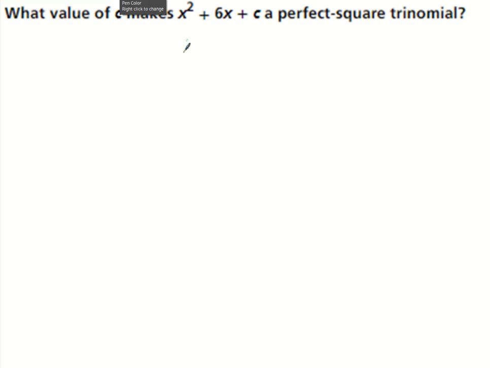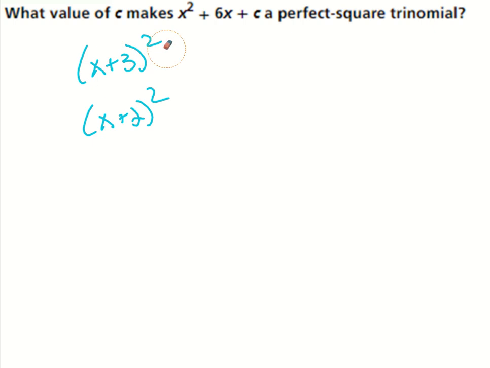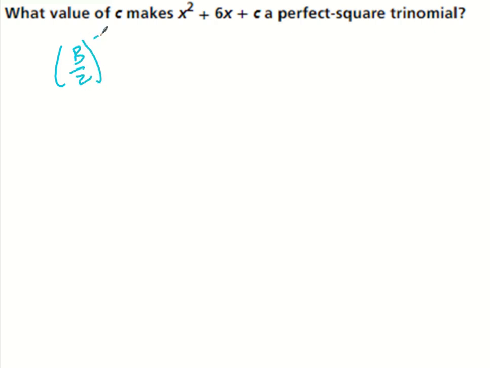We've seen perfect square trinomials before. That's when I have something like x plus 3 squared, or x plus 2 squared. Now, we've learned the shortcuts of how to go from here to here, but now we're going the other way. What value of c would make this a perfect square trinomial? I take that b over 2 and I square it, and that's going to make this a perfect square trinomial. This little mini formula will make it a perfect square trinomial if I use it.